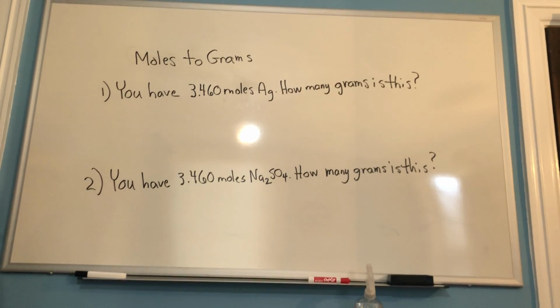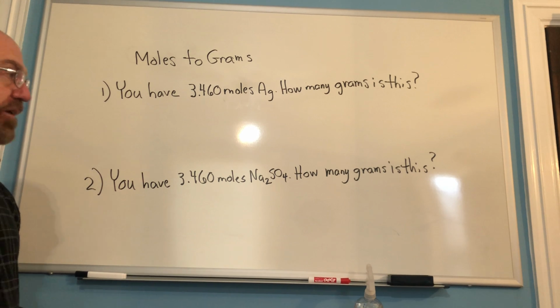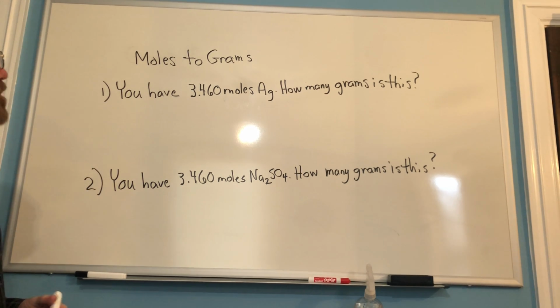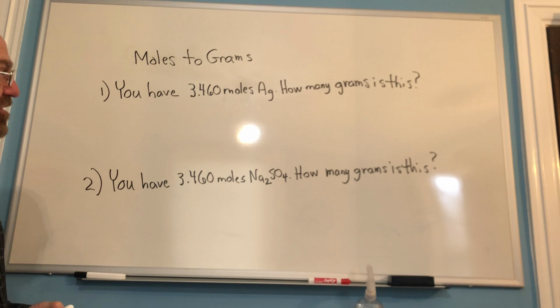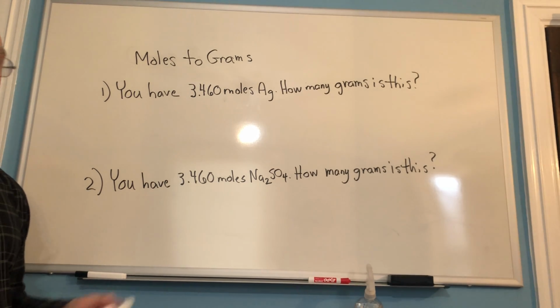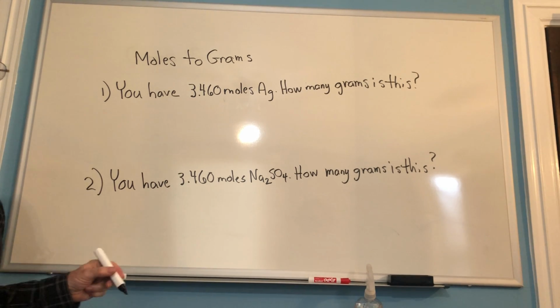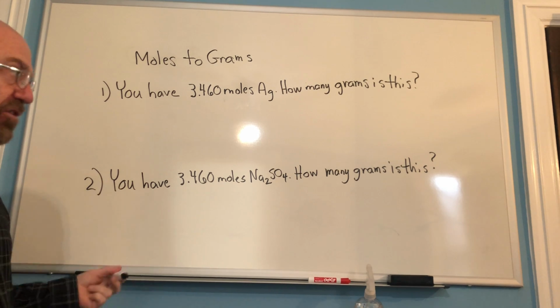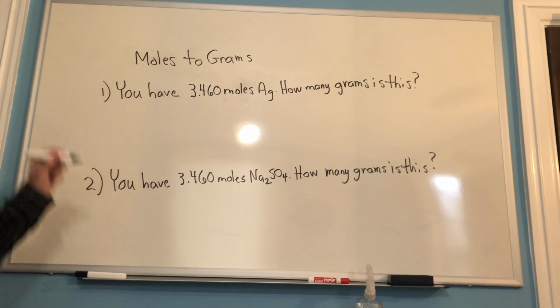Okay, so in this video, we're going to go from moles to grams. So we're going to again start out with our favorite element, silver. So you have 3.460 moles of silver. How many grams is this? First step is always to figure out what you're starting with, what the numerical value is, what its units are, and the units of what you're trying to get to.